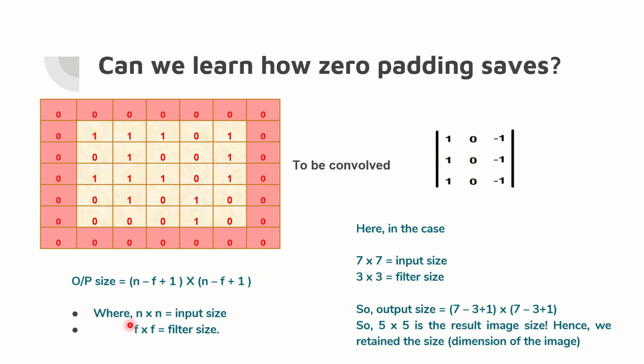What is n? The n is nothing but 7. What is f? F is nothing but 3. I use the same filter. So 7 minus 3 plus 1 cross 7 minus 3 plus 1. So 7 minus 3 is 4 plus 1, 4 plus 1. So the output should be 5 cross 5, and the input was 5 cross 5.